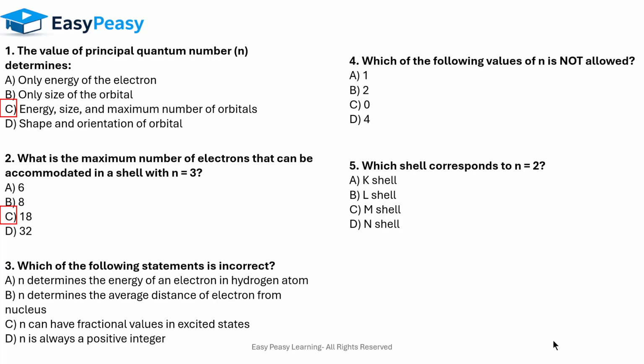Which of the following statements is incorrect? n can have a fractional value in excited states. Which of the following values of n is not allowed? 0. Which shell corresponds to n equal to 2? Option is B, L shell.